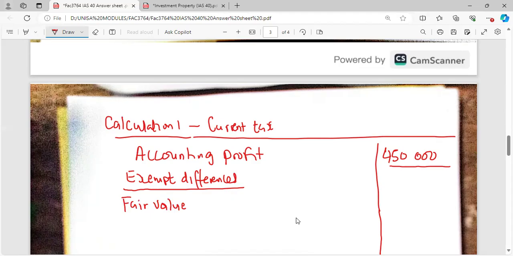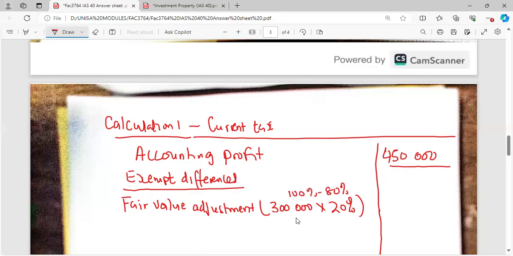So that's basically the exempt difference, the difference in treatment between the Income Tax Act and the financial reporting standards. So it's going to be 300,000 times 20%. But I think you guys know where the 20 is coming from. The 20 is coming from 100% minus 80%. That's where the 20 is coming from.